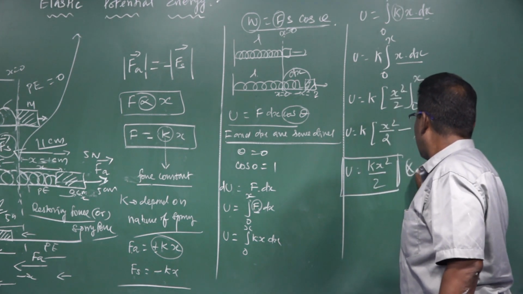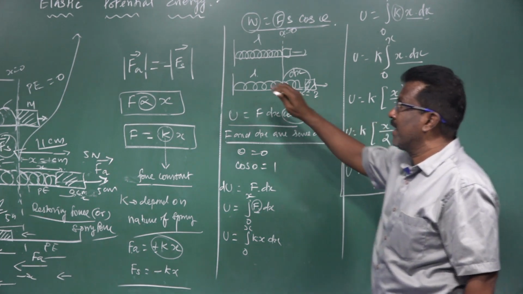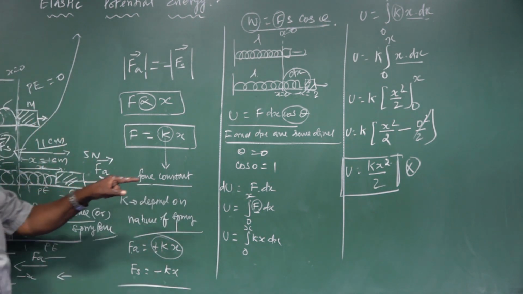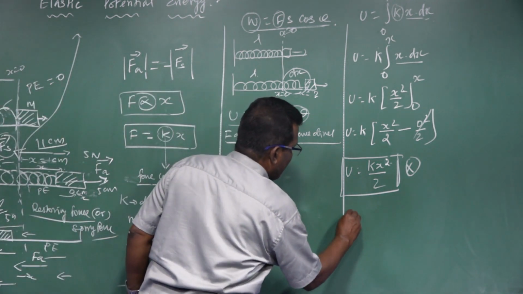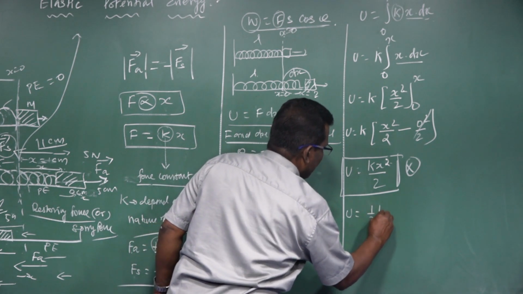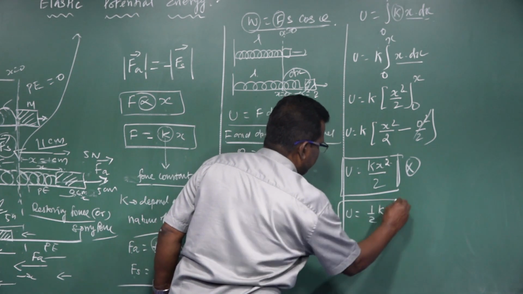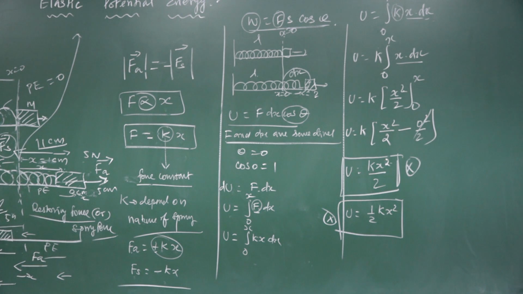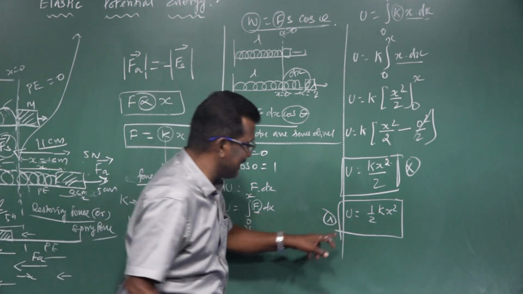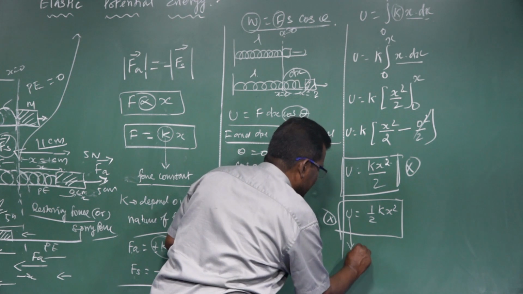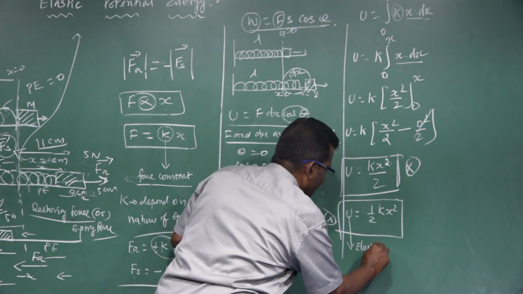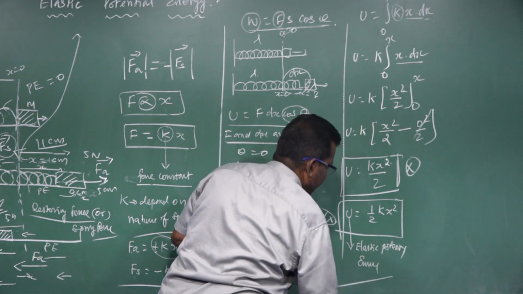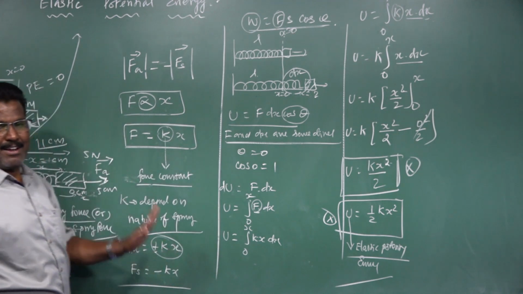This is the formula to calculate the energy stored in a spring or any elastic body. For any elastic body, the energy can be calculated using the formula U is equal to 1 by 2 kx square. This energy represents elastic potential energy, for any elastic body.